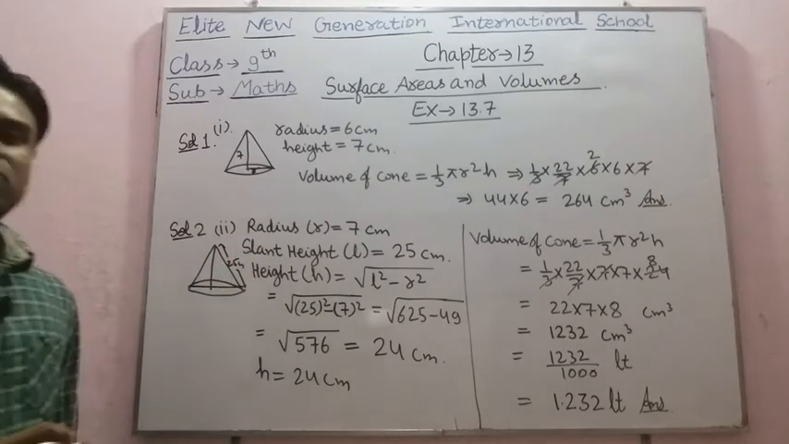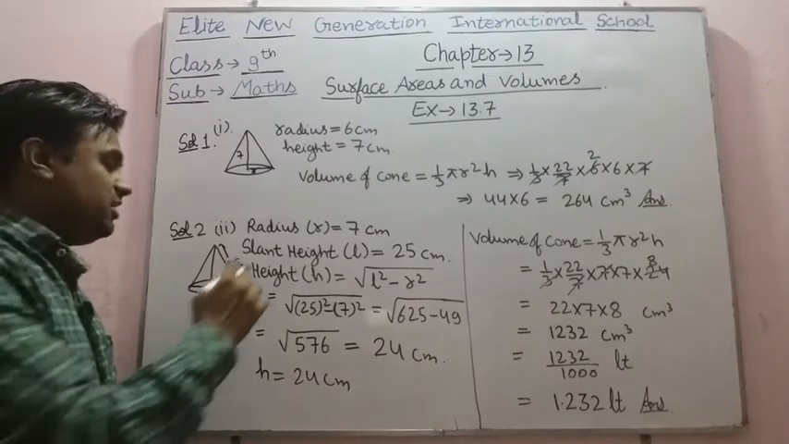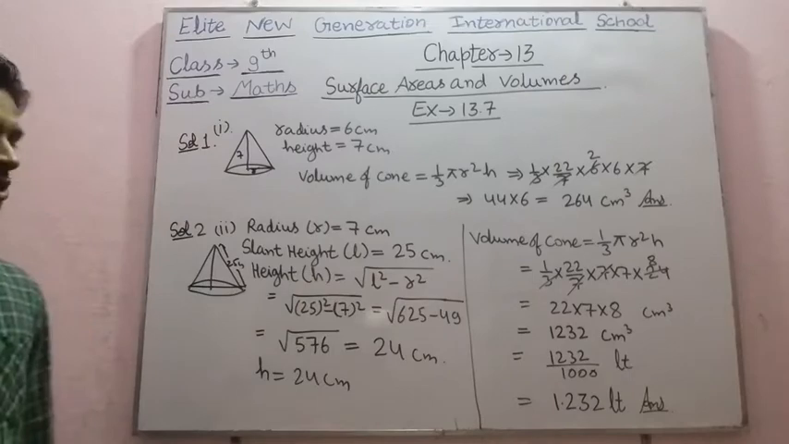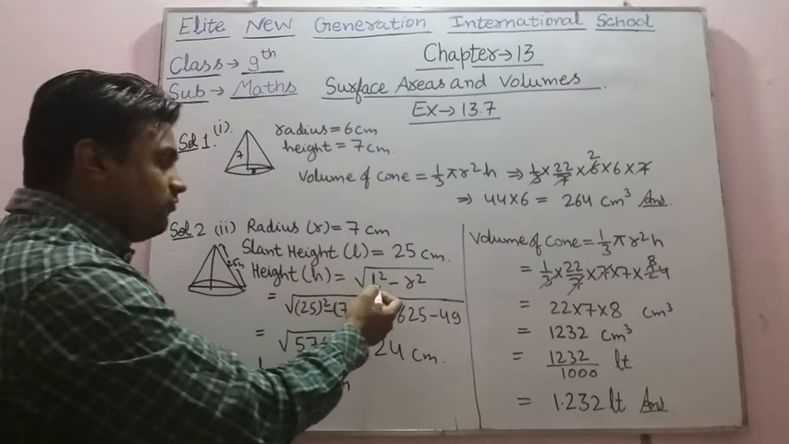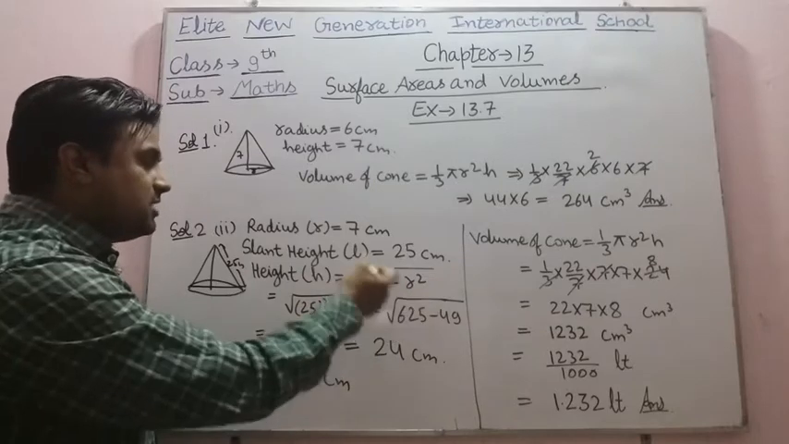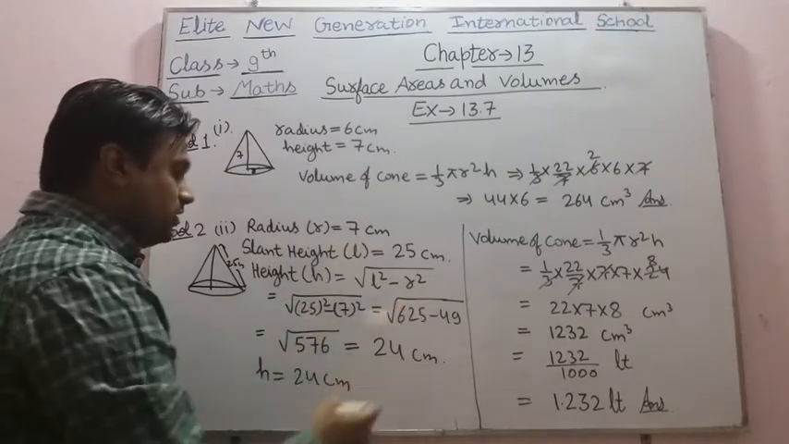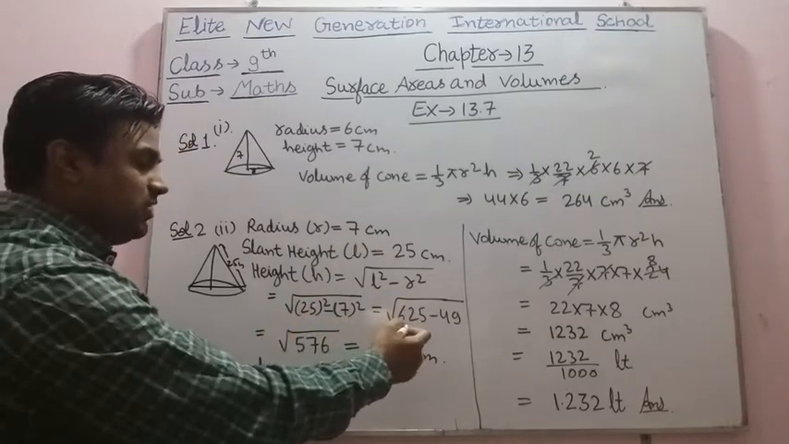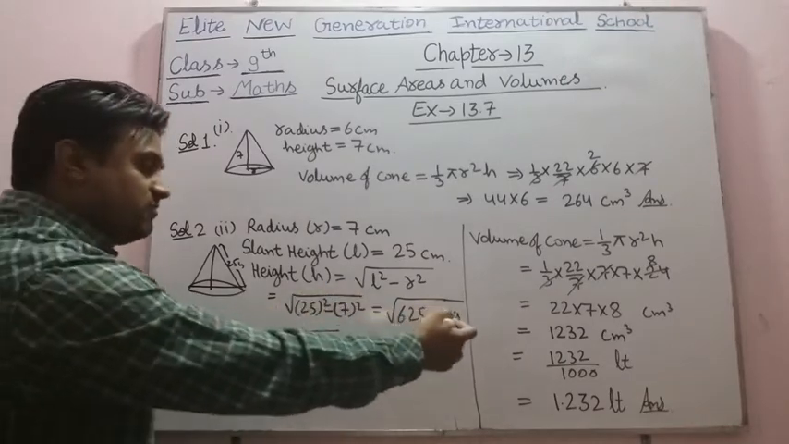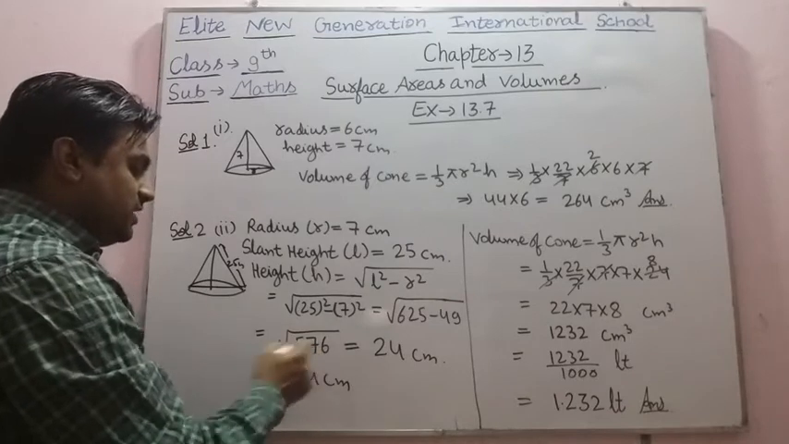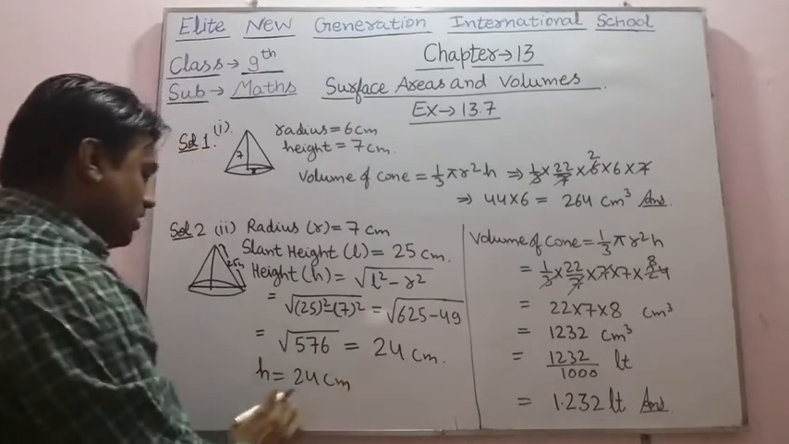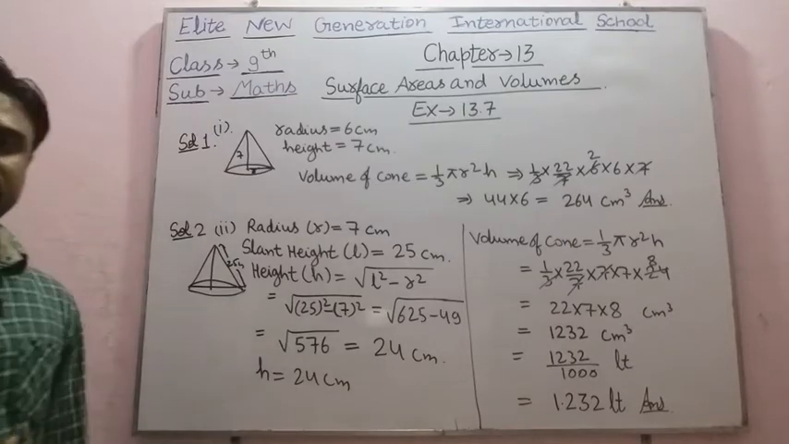So first of all we will find its height. Height is given by the formula under root L square minus R square. So here under root, in place of L we can write 25. So 25 square minus radius 7 square. So under root 25 square is 625 minus 7 square is 49. So 625 minus 49 will be 576. So under root 576 is 24. So here the height will be 24 centimeter.